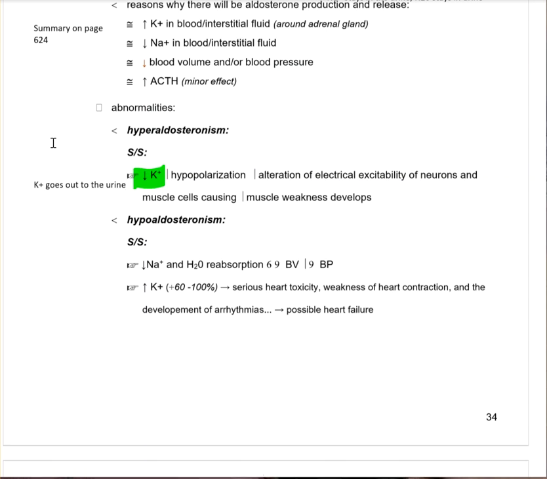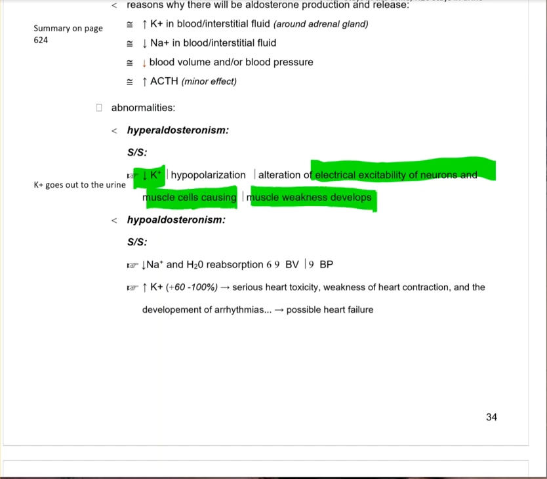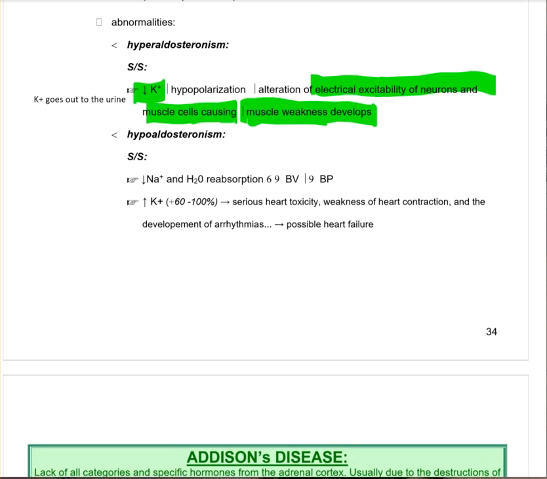If we lose a lot of potassium, that can be probably a problem because potassium is used in our electrical excitability of neurons and muscle cells. And so we can get things like muscle weakness. So we don't want that. So we don't want to have too much aldosterone be secreted because we might have problems with our nervous systems and our muscle systems. Now, what if we don't have enough aldosterone secreted?